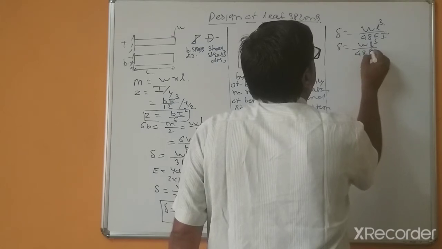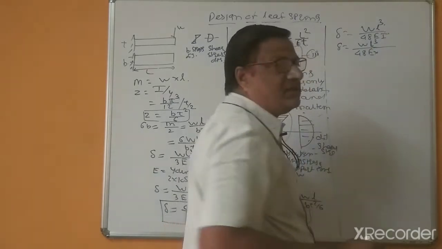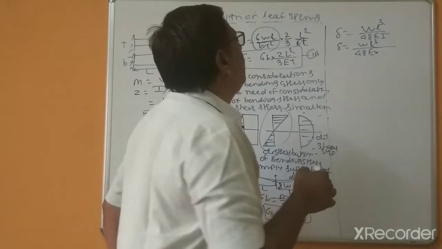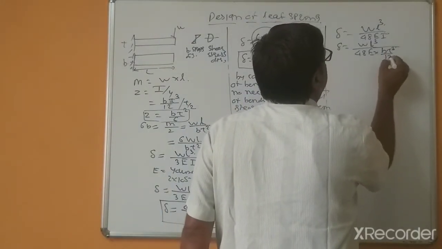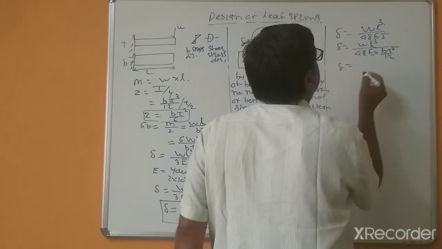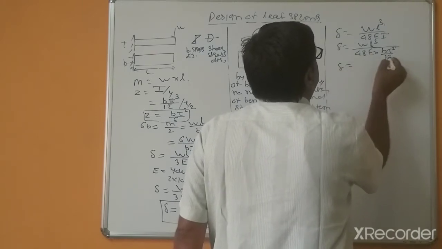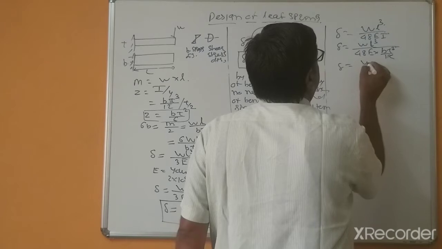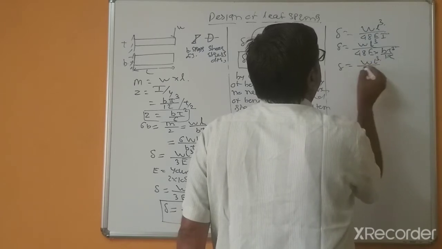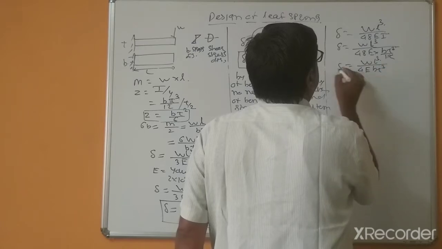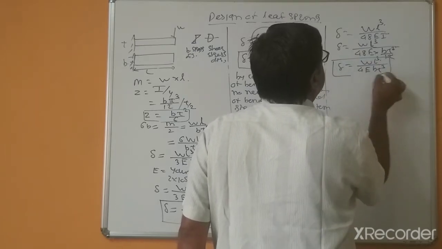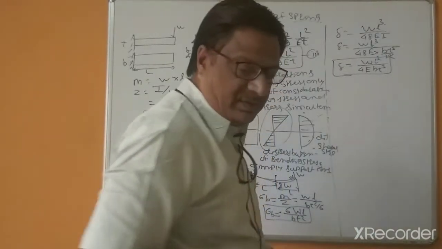48 E, and this is the moment of inertia, BT cube divided by 12. So that's why this becomes 12 WL cube divided by 4 E BT cube. This is for simply supported beams.